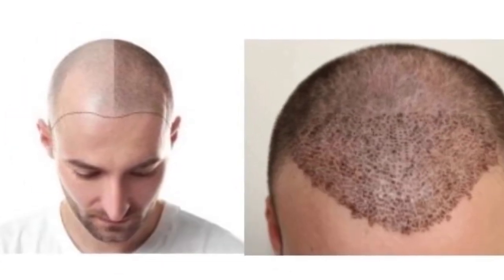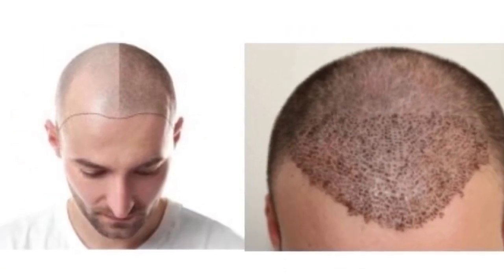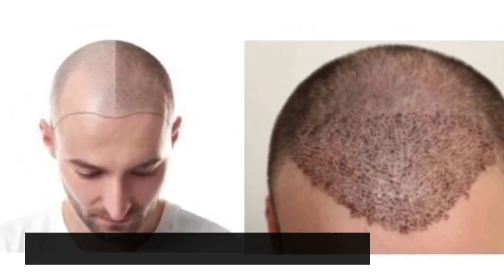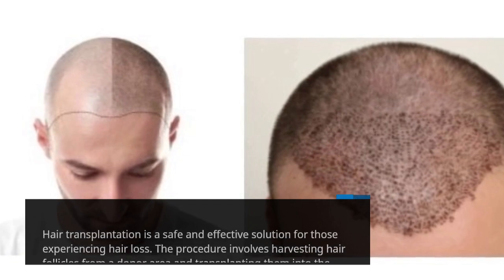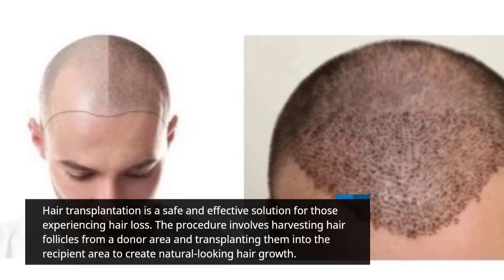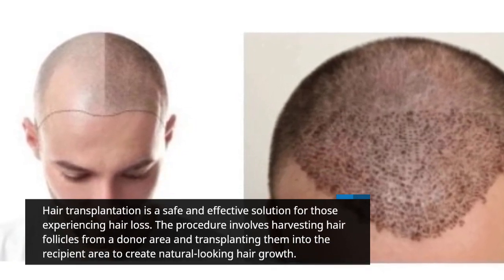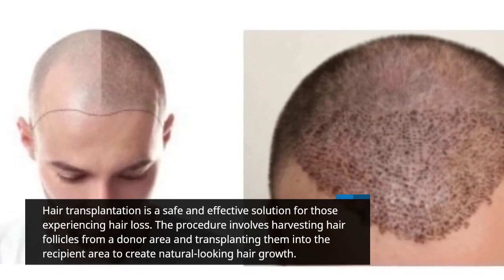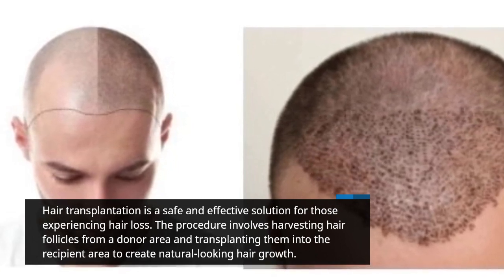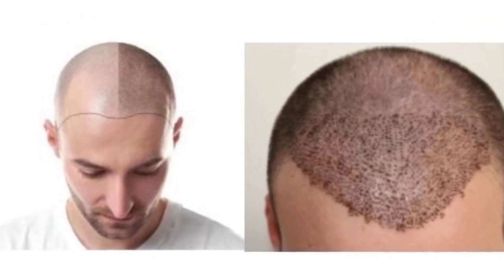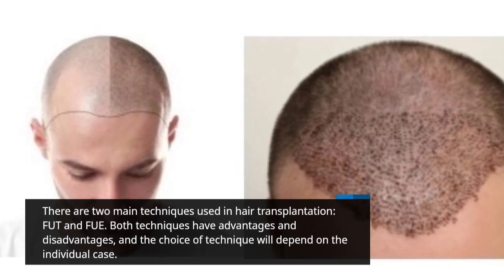It is important to discuss all available options with a qualified healthcare professional to determine the best solution for each individual case. Conclusion. Hair transplantation is a safe and effective solution for those experiencing hair loss. The procedure involves harvesting hair follicles from a donor area and transplanting them into the recipient area to create natural-looking hair growth. There are two main techniques used in hair transplantation, FUT and FUE.